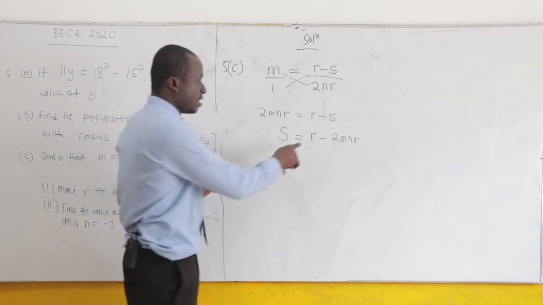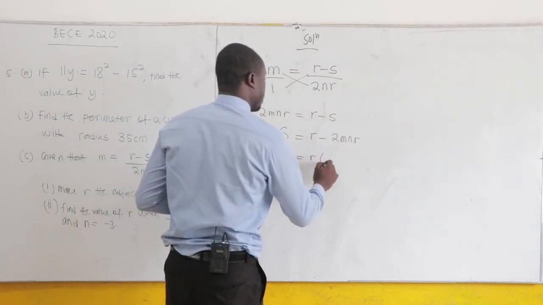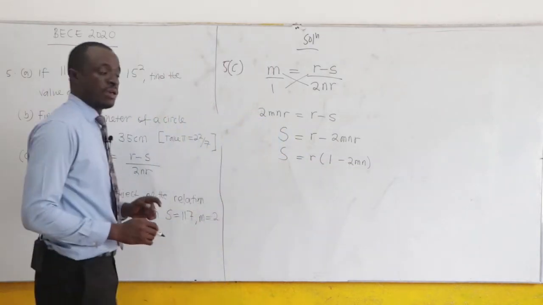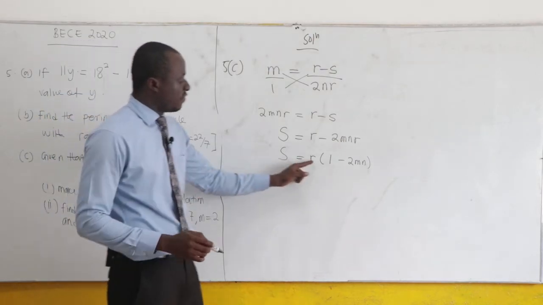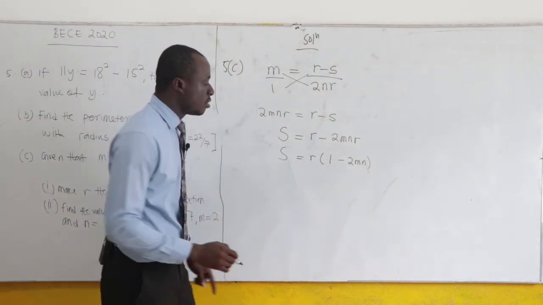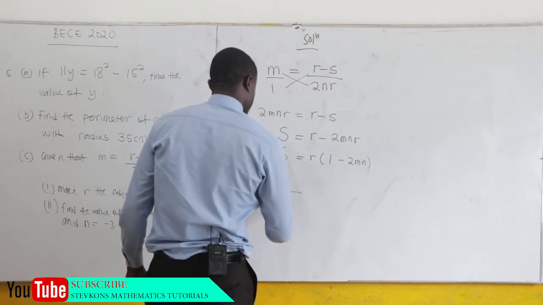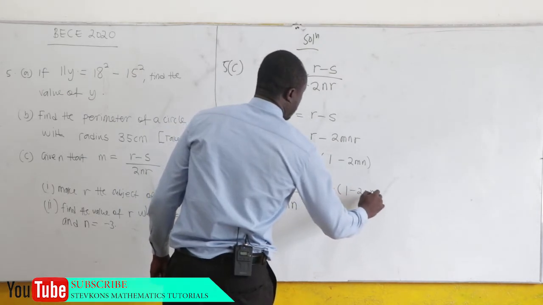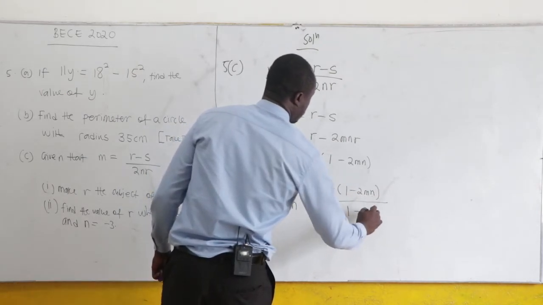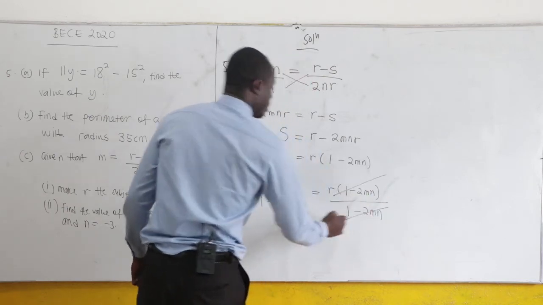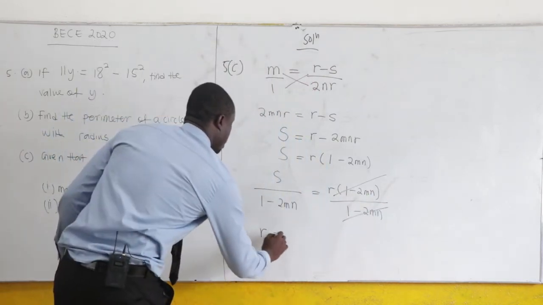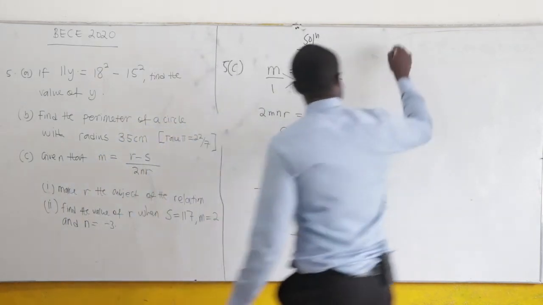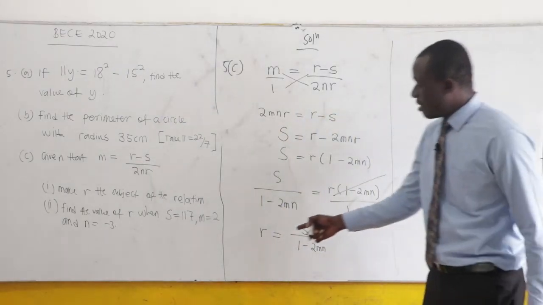We want to make r the subject. There's r here, there's r here, so we factorize r out. So 1 minus 2mn, and then we have our s. We want to make r the subject, so we divide by what is multiplying the r, which is 1 minus 2mn. So you have S all over 1 minus 2mn equal to R times 1 minus 2mn all over 1 minus 2mn. Now this is cancelling out that, so we have our R to be equal to S all over 1 minus 2mn. So that is our R.